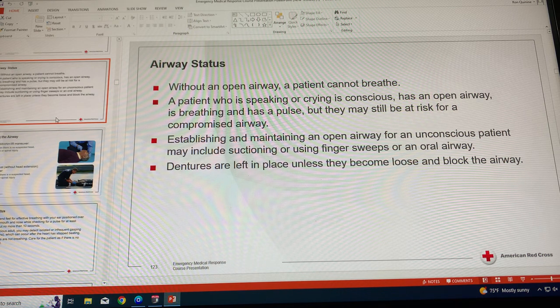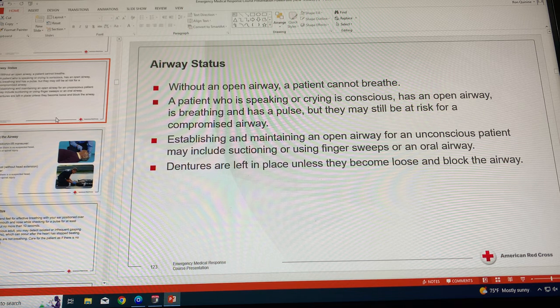Dentures help support the patient's mouth and cheeks, making it easier to seal the resuscitation mask if you need to provide ventilations. Okay? So to address these slides here, without an airway, a patient cannot breathe.